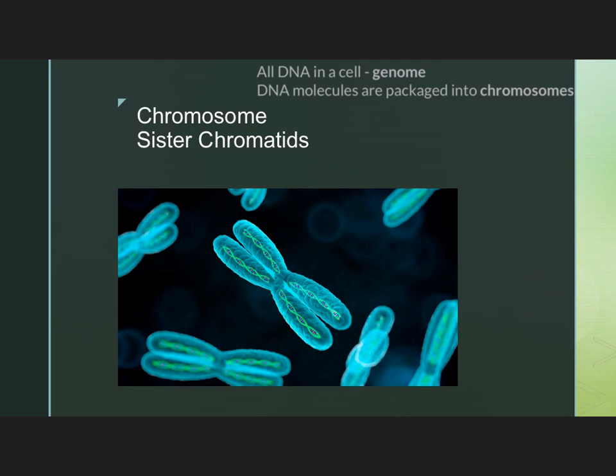Somatic cells, or body cells, have two sets of chromosomes. Humans have 46 chromosomes, resulting in 23 pairs. Gametes, which are reproductive cells, such as sperm and eggs, have half as many chromosomes as somatic cells. In humans, that would be 23.